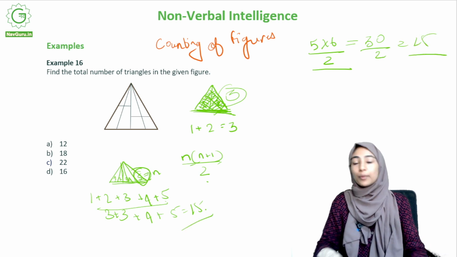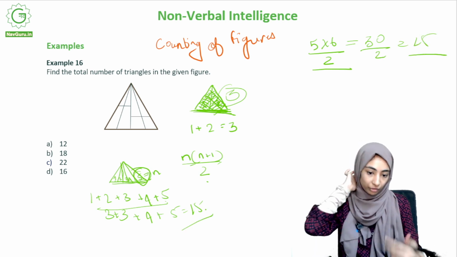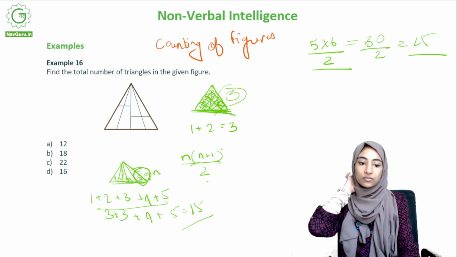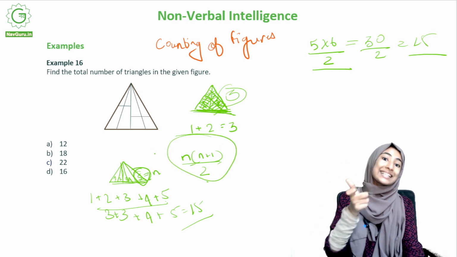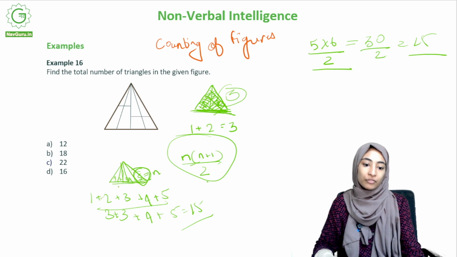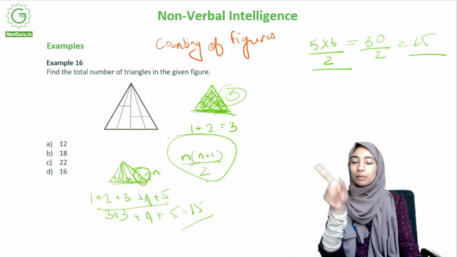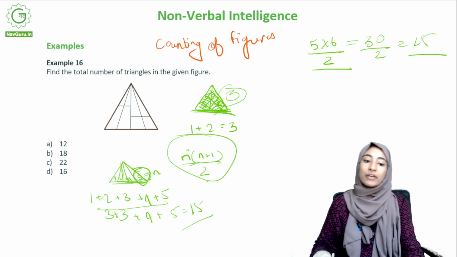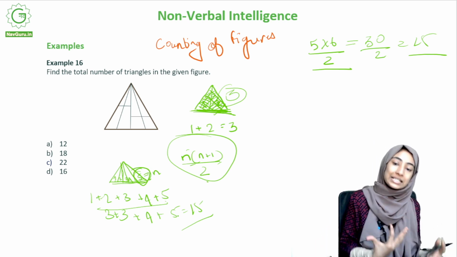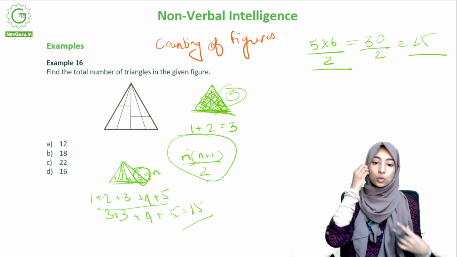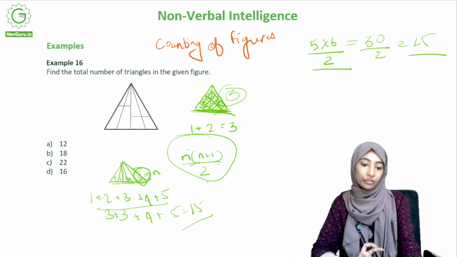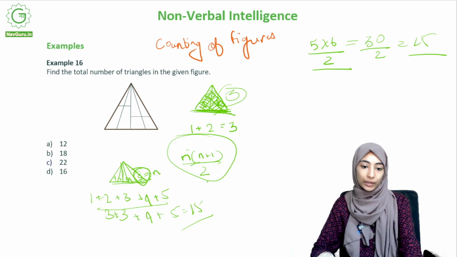This is the same 15 we've got in here. So that's another way. If you do not feel like adding everything, you can use this formula. This is the sum of the first n natural numbers formula. So the sum of the first 5 natural numbers, that is 1 plus 2 plus 3 plus 4 plus 5, is 5 into 6 by 2. The sum of the first 6 natural numbers is 6 into 7 by 2, and so on and so forth, right? So that's sort of the trick that you can use.